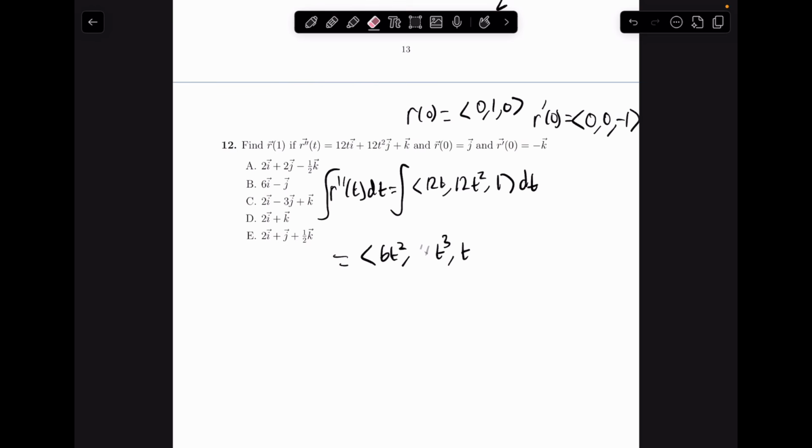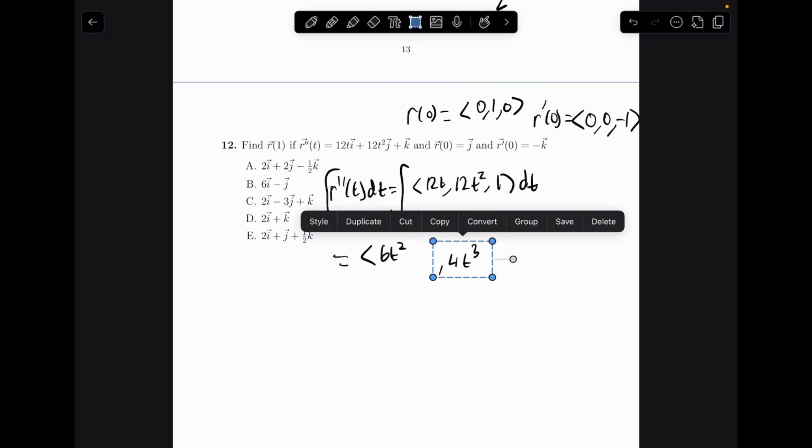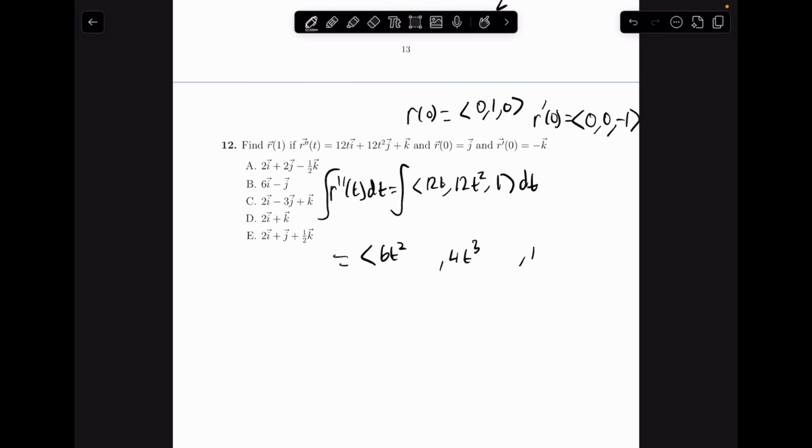And I'm going to actually leave some spaces here. Maybe a little bit bigger. And then 1. Okay. And the reason being is because we need to adjust for our initial conditions, because if we plug in 0 to the vector, we have to get 0, 0, -1 given by our initial condition. And that's not the case here. Sorry, I actually messed up. This should be a t here.